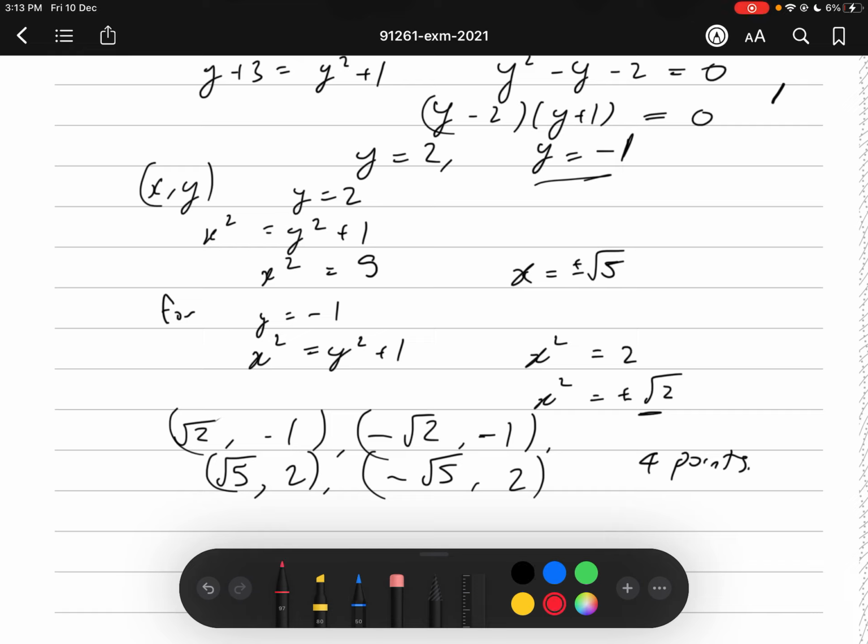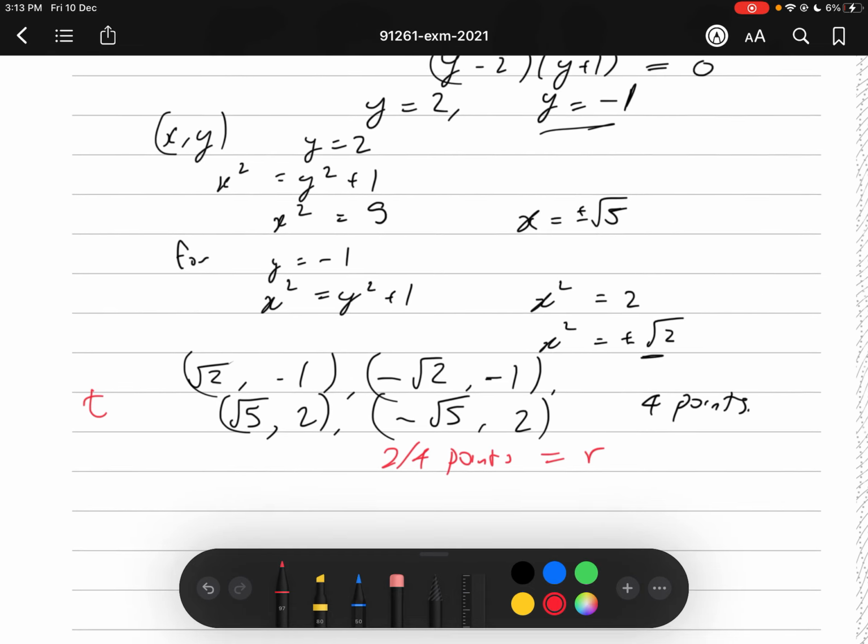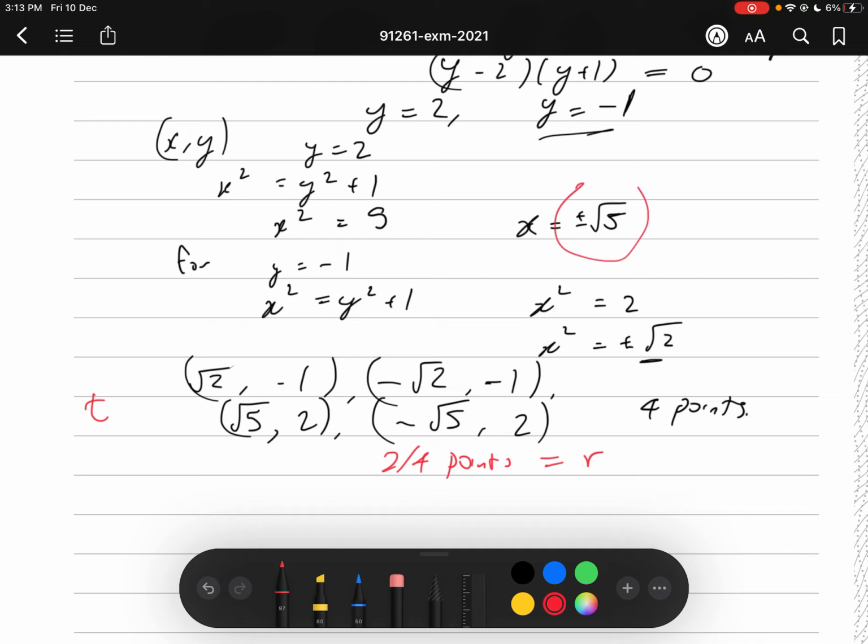If you get all 4 of these points correctly, that should be an excellence level grade. To get a merit level grade, I'm thinking if you can get 2 out of the 4 points, that's a merit grade. The reason you would only get 2 out of the 4 points is if you only take the positive root. So if you just set x equal to square root of 5 here and x equal to square root of 2 here, then you're only taking the positive root, and that will only be a merit grade.